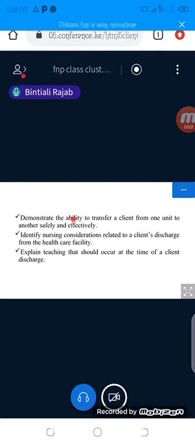We are supposed to demonstrate the ability to transfer a client from one unit to another safely and effectively. Are you able to do that? Do you have the knowledge? Do you have the skills to transfer this patient from this unit to another unit? We look at that. Identify nursing considerations related to a client's discharge from the healthcare facility. What are some of the things that you should have in mind whenever you are discharging this patient from the healthcare facility? There are certain considerations that you should have in mind when you're discharging this patient.